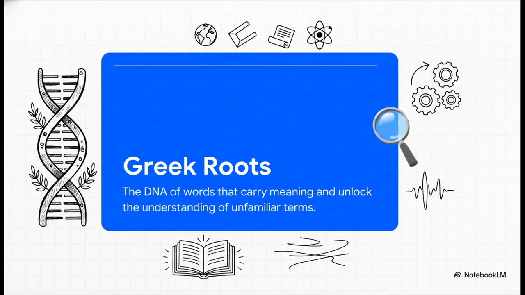These roots carry the absolute core meaning of a word. If you learn to spot them, it's like a superpower. You can figure out scary, unfamiliar terms without ever reaching for a dictionary. Mastering this DNA makes you a totally independent reader in science, history, literature, the whole shebang. You don't need anyone to tell you what a word means because you can just decode it yourself.